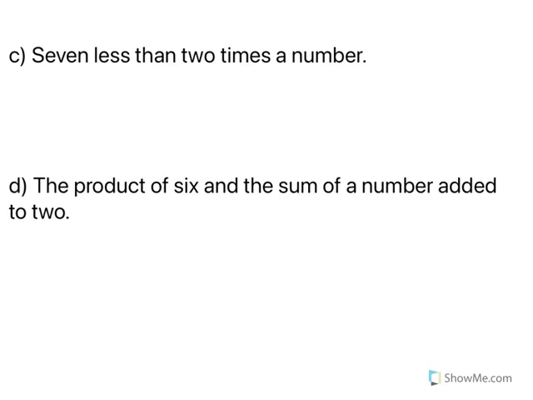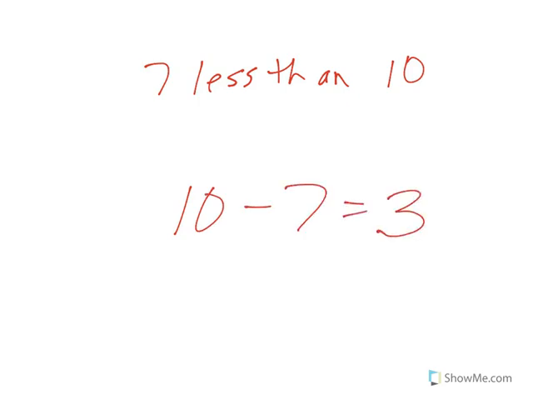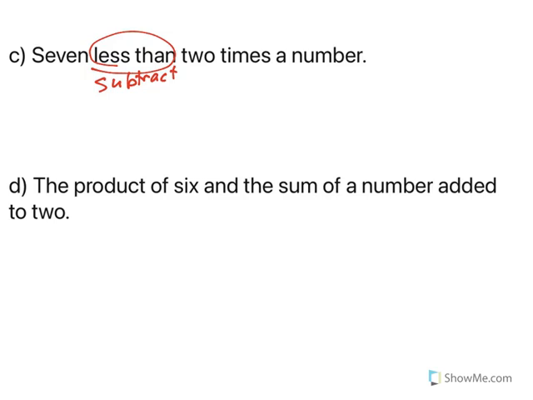7 less than 2 times a number. Okay, now this is where people get a little bit confused. Less than tells us that we need to subtract. But if I would say 7 less than 10, let's just do this. 7 less than 10. Well, when you think about that, 7 less than 10 is 3, because 10 minus 7 is 3, right? 3 is 7 less than 10. So when you see 7 less than, that means we're taking minus 7.